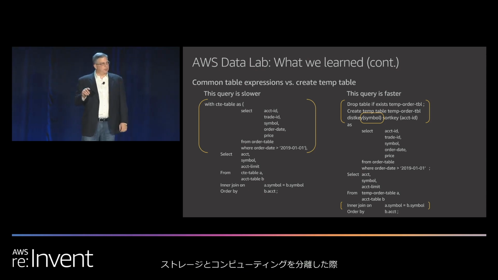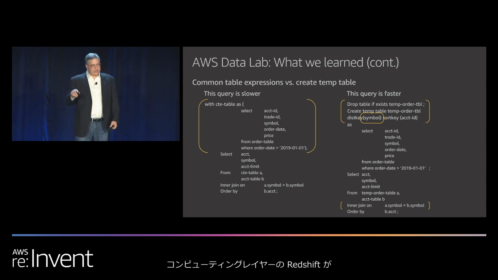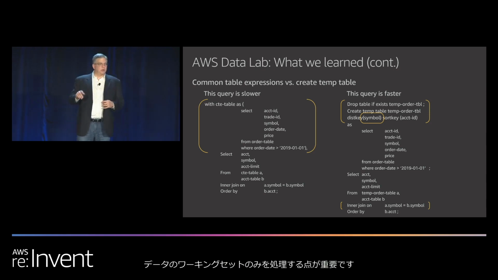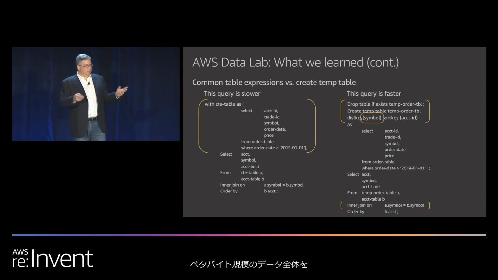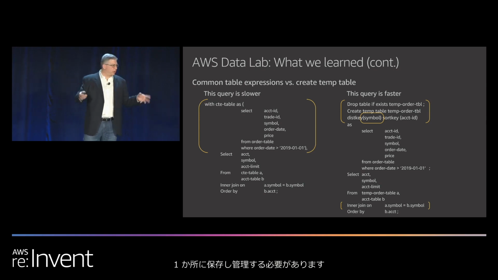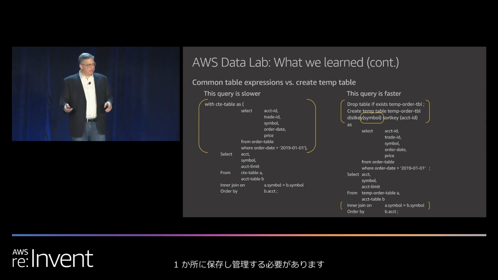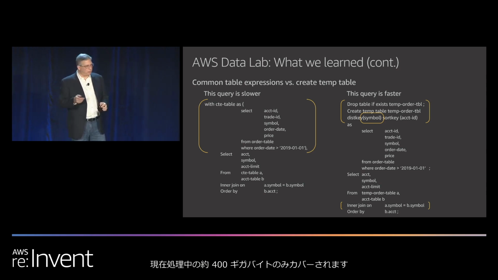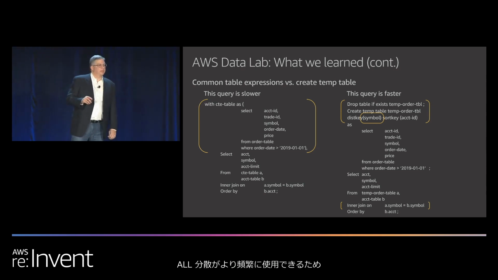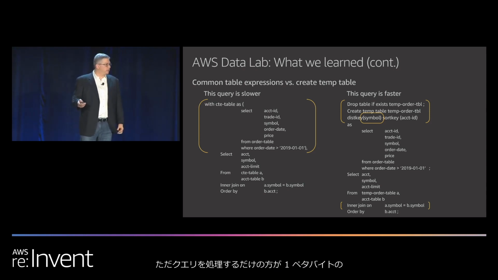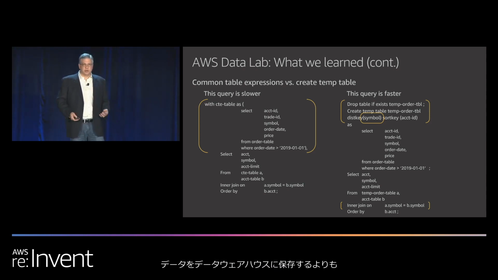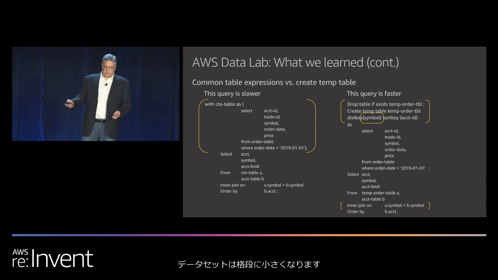Now, the key here is when we're separating storage and compute, Redshift, the compute layer, is only processing the working set of data. When you have a data warehouse, it's got to store the whole 1 point whatever petabytes of data and manage that. When we're running in this data lake model with this separation, it only cares about the 400 gigabytes that you're currently processing. That's what makes this style of model more valuable because you can use it a lot more often. Your data sets are much smaller when you're just processing a query versus when you're storing a petabyte of data in a data warehouse.